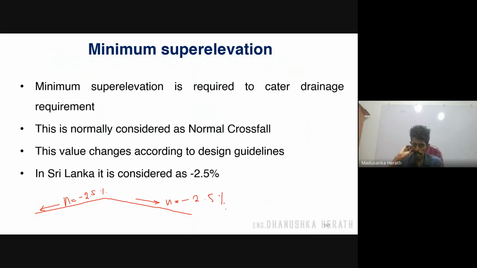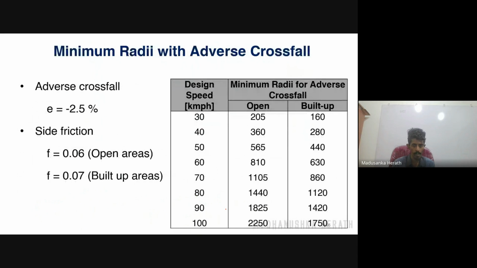Right? That is the minimum super elevation. We call this one the normal crossfall. This value changes according to the design guidelines, and in Sri Lanka, we normally consider this as minus 2.5%. We also call it the adverse crossfall. The adverse crossfall is minus 2.5%.